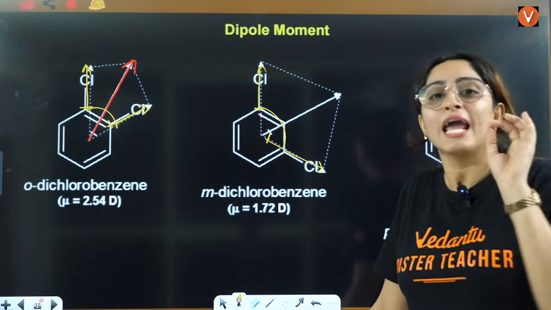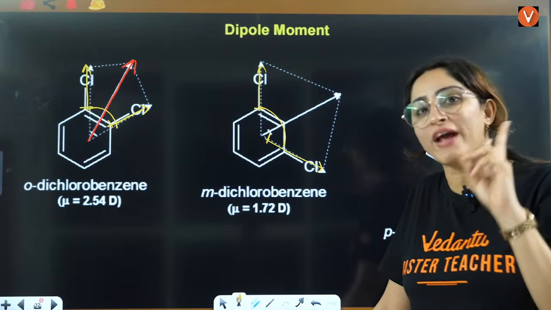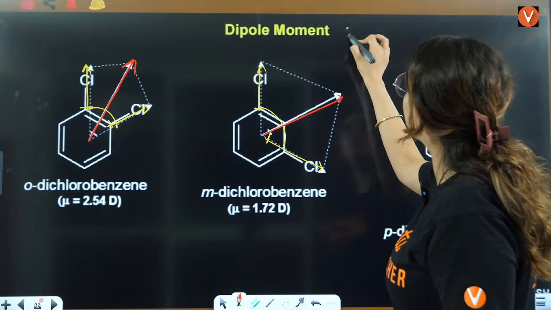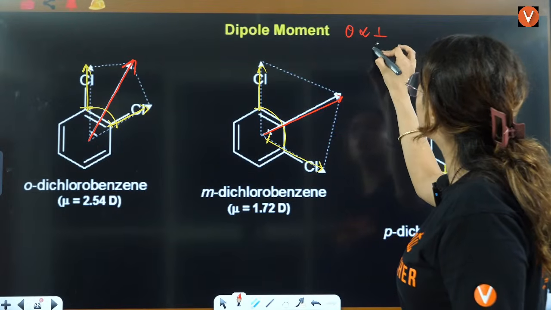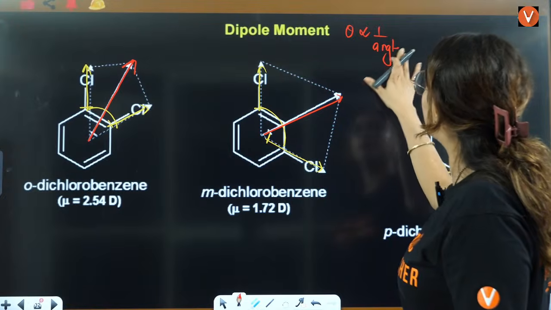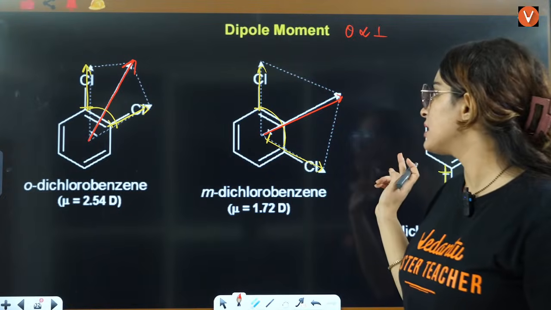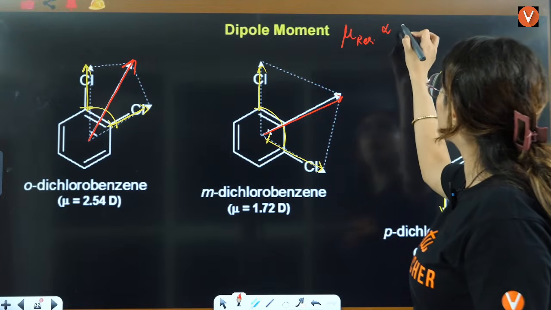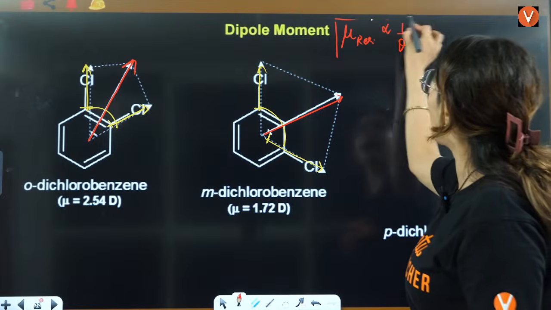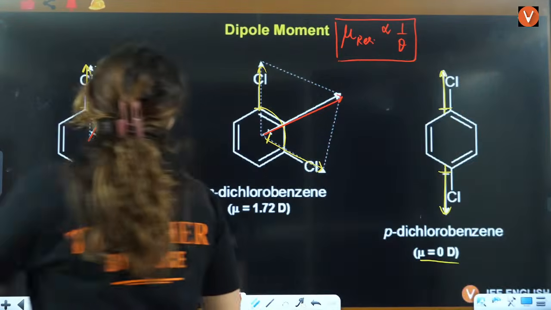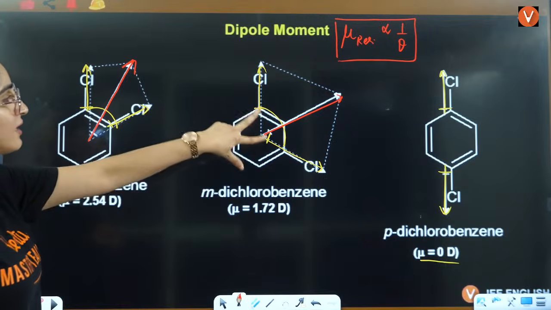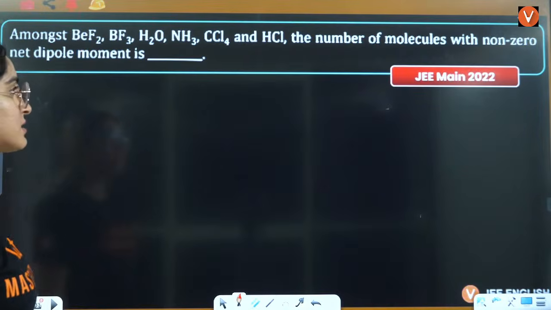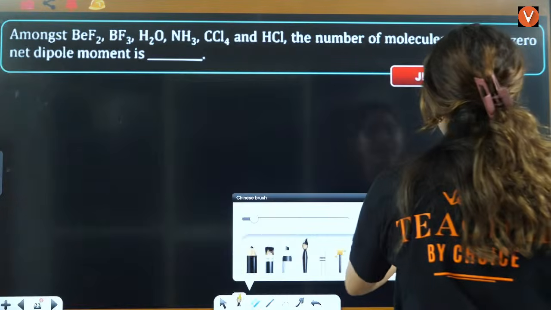If the angle is more, the resultant is going to have less value. Always remember this. If the angle is more between two vectors, the resultant vector that you have here is going to have less value. The resultant mu is inversely proportional to the angle that you have between them. Here angle is less, so mu is more. Here angle is more, so the resultant dipole moment is less. Okay? Now, let's see how to answer this.